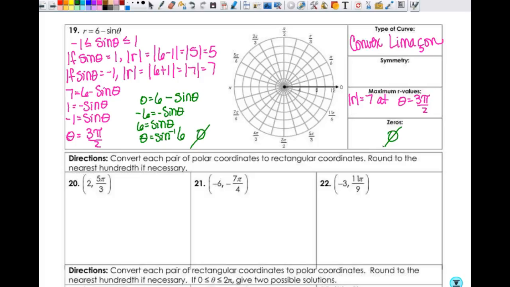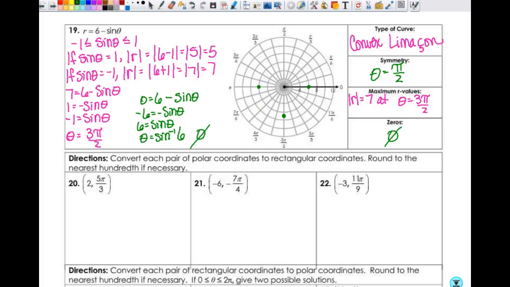It's a convex limaçon. Let's get our maximum r value on there and think about this. At 3 pi halves, I'm here at 7. Okay, so if you look at what a convex limaçon looks like, you've got your maximum r value there, then your symmetry is going to be theta equals pi halves. So let's get a couple of other points on here. Let's use 0. The sine of 0 is 0, and then 6 minus 0, we would be here at 6. That means that I also have 6 over here.